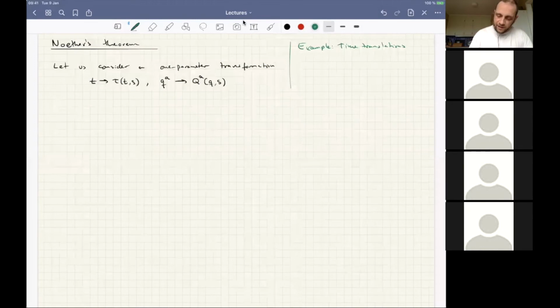So translations in time. In this case, I would send t to tau, which is t plus s. That's a translation in time. And at the same time, I send q^a to q^a. So I don't do anything with q. But this is a continuous symmetry, translating a motion in time.